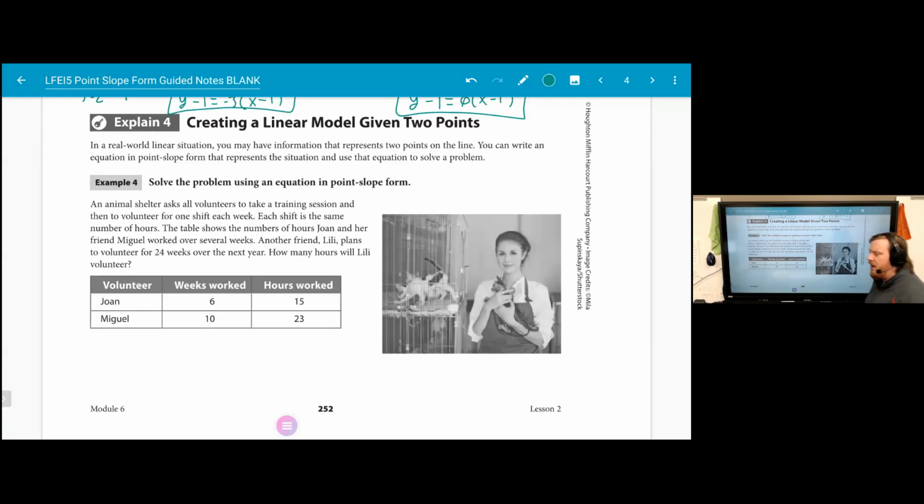Creating a linear model given 2 points. Now we've got 2 points here. We've got to solve the problem using an equation in point slope form. In other words, we have to start by getting an equation in point slope form. So let's take a look here.